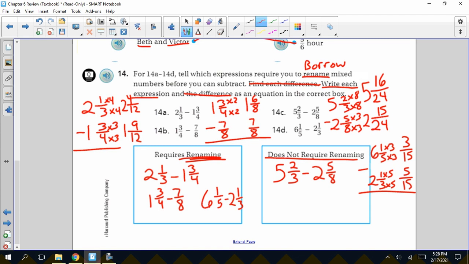So for question number 14 on your test tomorrow, set the problems up, get ready to subtract, and right before you subtract, decide, can you just subtract them because it works? Or do you have to rename the fraction by borrowing from the whole number?